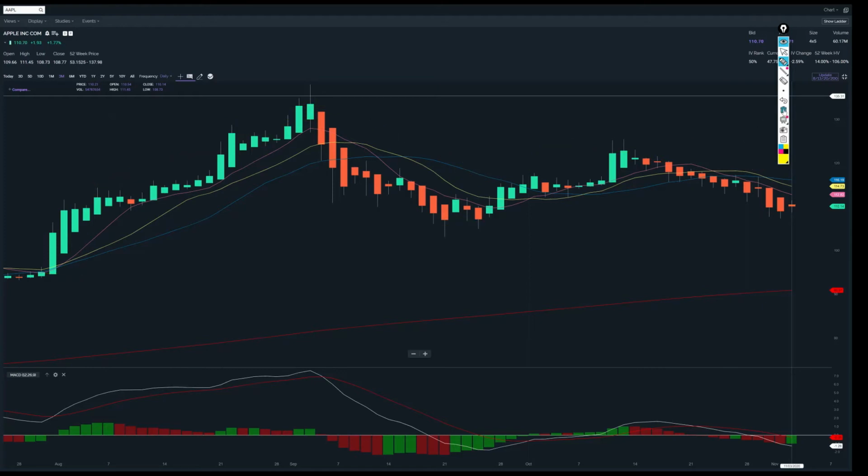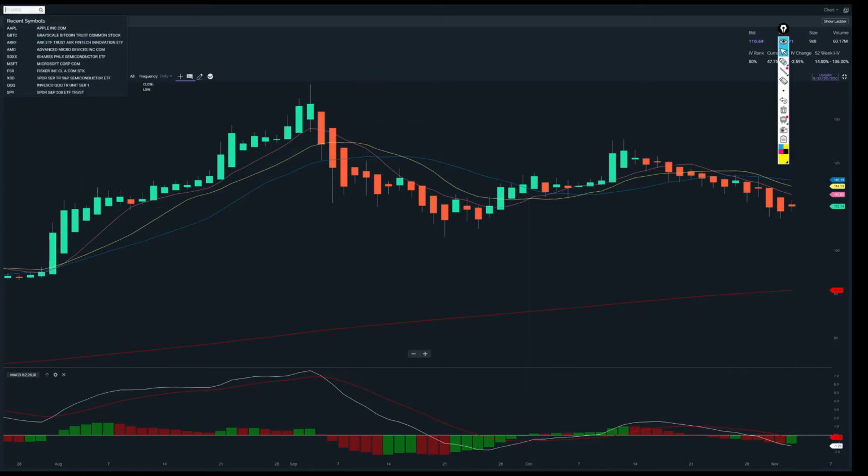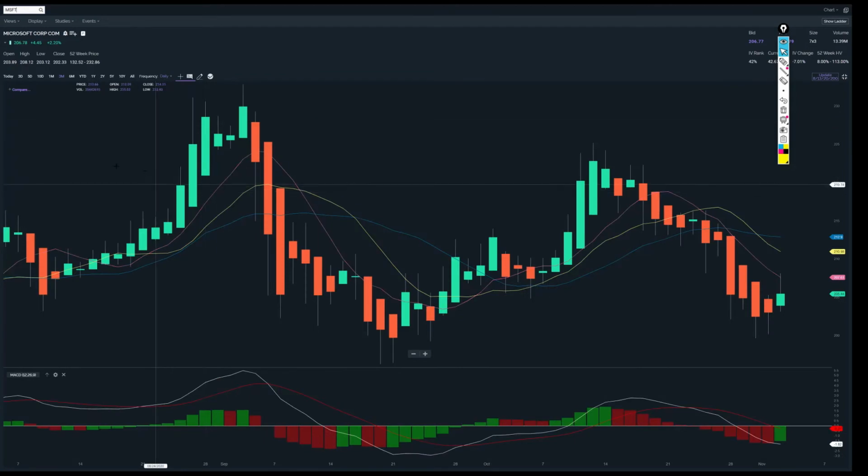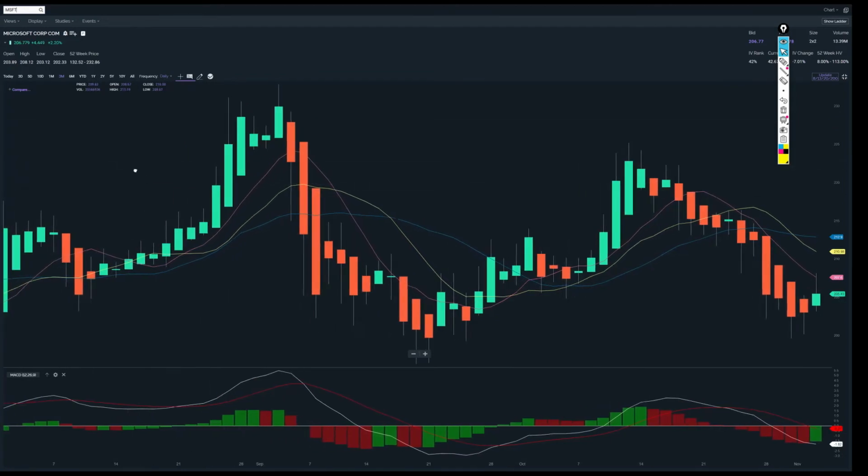So that's Apple. Let's go to another asset. Let's do Microsoft right quick. It's another heavily traded asset. Okay, we've got Microsoft, and we're gonna do the same thing with Microsoft. We're gonna find our range zones, these important range zones. Let's go back to the beginning of August.